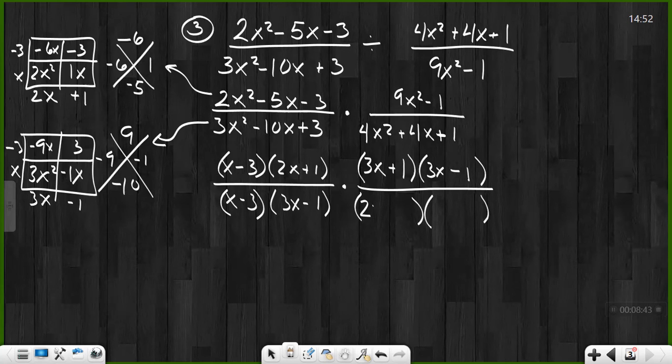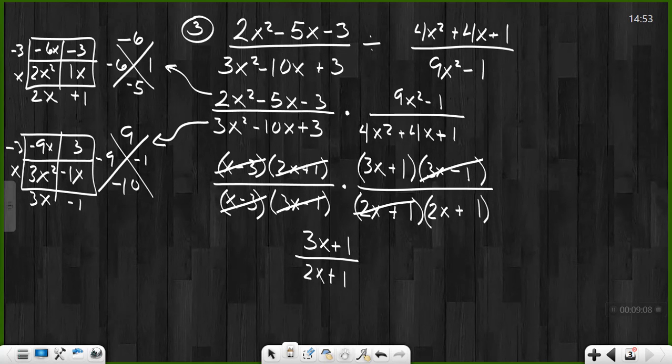Square root of 4x squared is 2x, square root of 1 is 1, so that's in both of them there, and it's a positive perfect square trinomial in this case because it was a positive 4x in the middle. All right, now, once I've factored top and bottom, cancel giant ones. X minus 3, 2x plus 1, 2x plus 1, 3x minus 1, 3x minus 1, leaving me with 3x plus 1 over 2x plus 1.